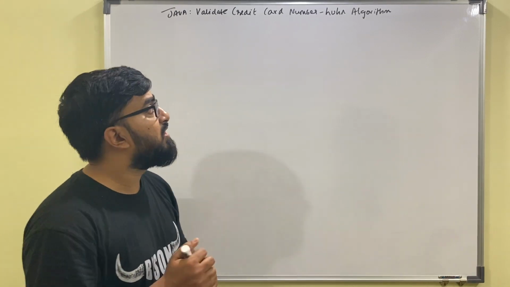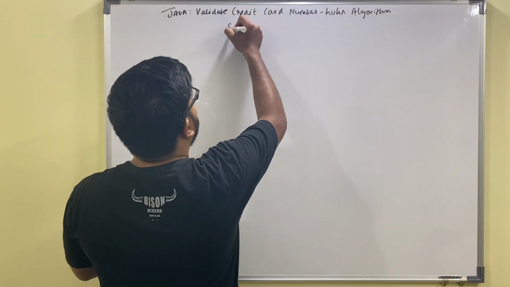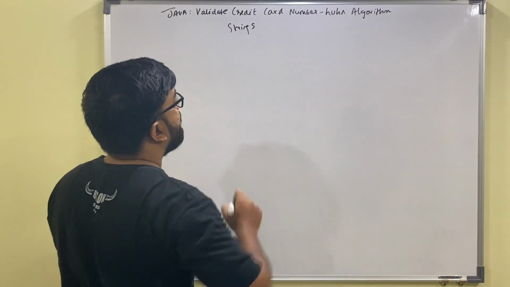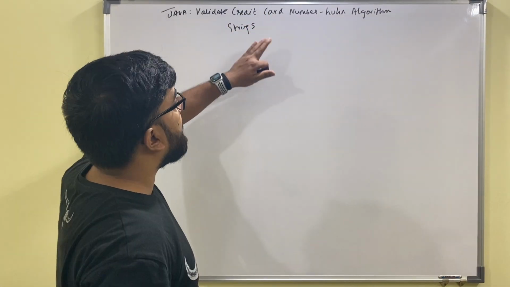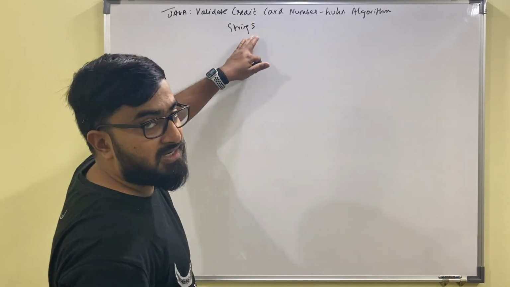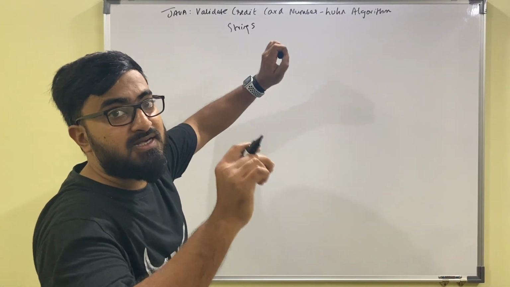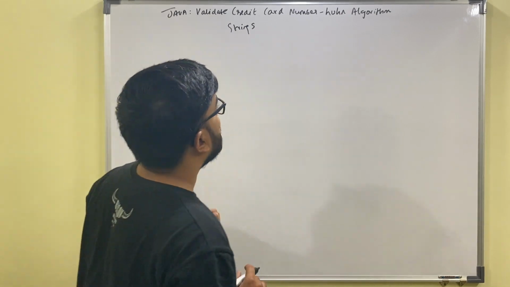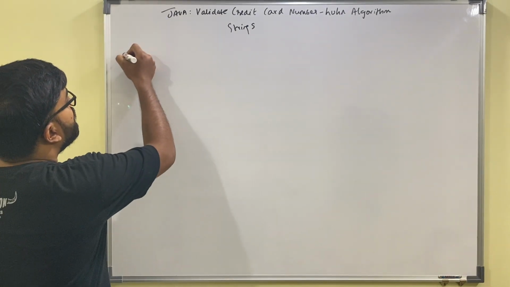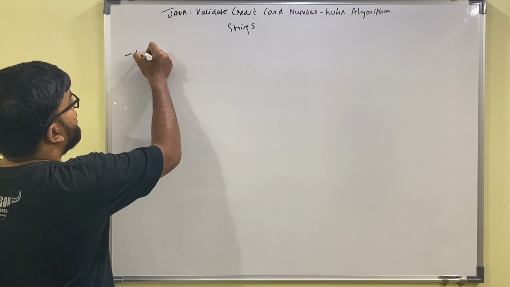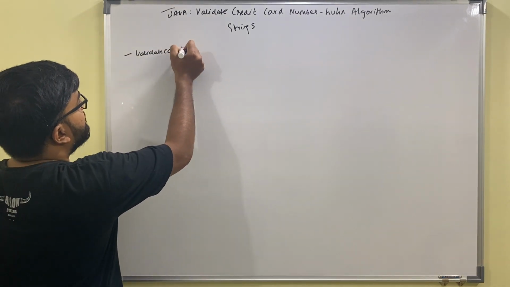So let's begin. We are given a string S, which is a credit card number, and we need to check if this string S contains a valid 16-digit credit card number or not. That's the problem. I'm going to write the pseudocode here. I'll say validate cc, which takes a string S.